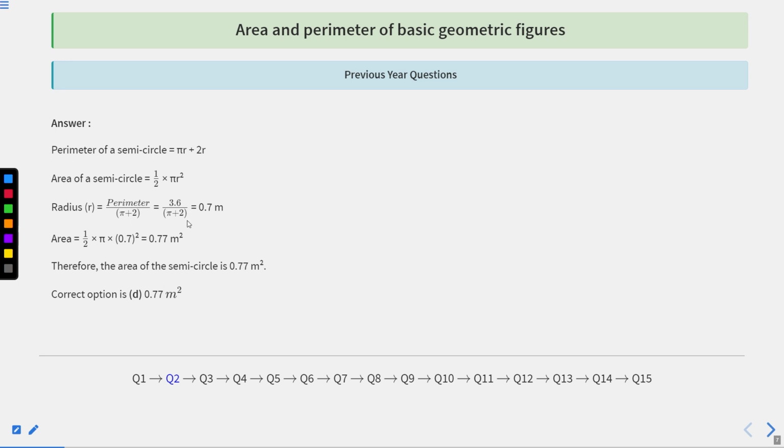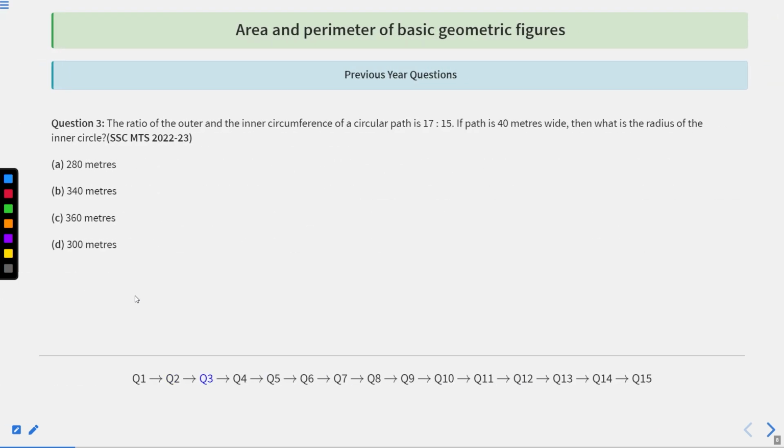Now you know the value of the radius. So substitute the value of radius in the formula for the area of a semicircle. So it will be area equal to half into pi into 0.7 into 0.7, that will be 0.77 meter square. Therefore, the area of the semicircle is 0.77 meter square, and that is option number D.